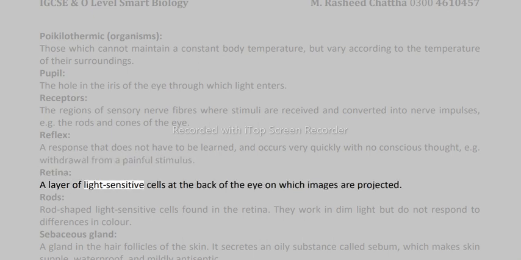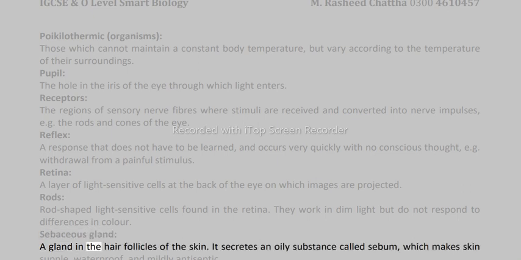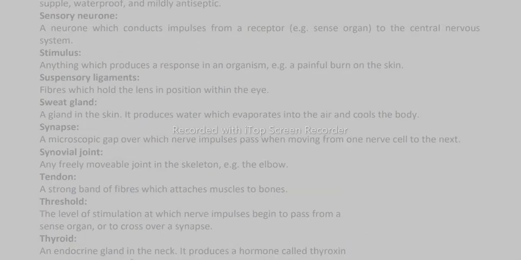Retina, a layer of light-sensitive cells at the back of the eye on which images are projected. Rods, rod-shaped light-sensitive cells found in the retina. They work in dim light but do not respond to differences in color. Sebaceous gland, a gland in the hair follicles of the skin. It secretes an oily substance called sebum which makes skin supple, waterproof, and mildly antiseptic.